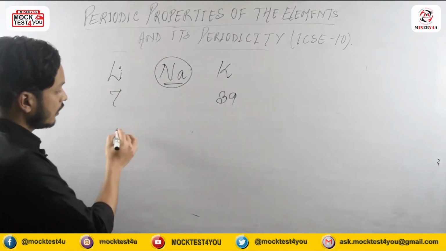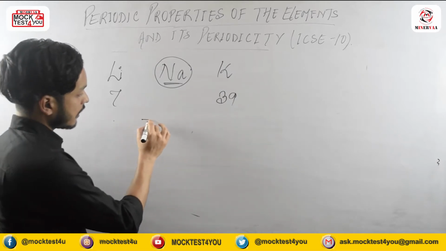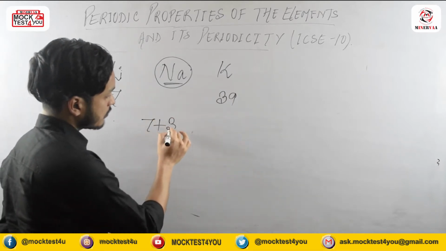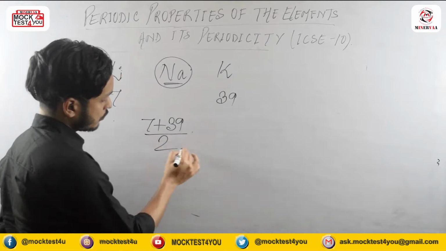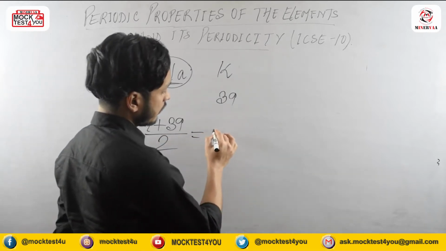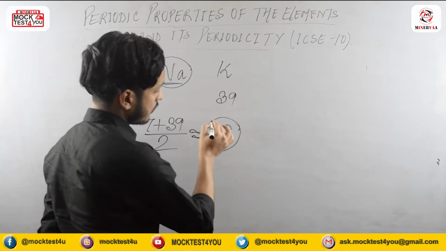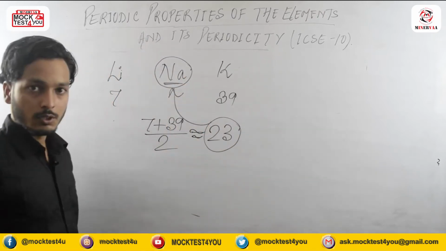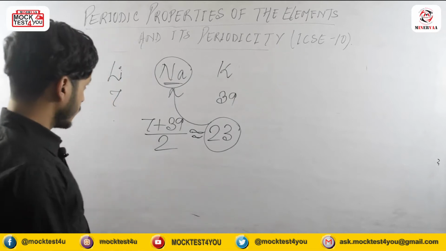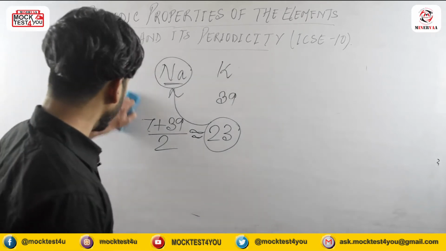How can we find it? We just have to add 7 plus 39 divided by 2, and we get approximately 23, which is the atomic mass of sodium. I hope you have understood this, right? So this was about the Dobereiner triad.